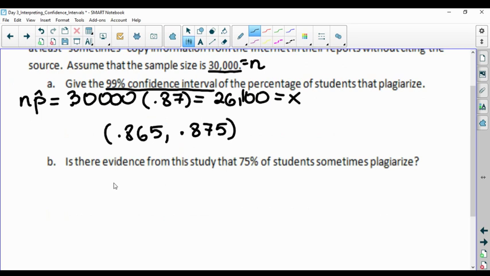Is there evidence from the study that 75% of students sometimes plagiarize? So let's see, 75%. Is it in this interval? No, it's not. Answer: no.